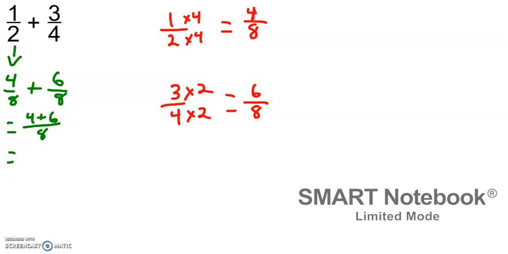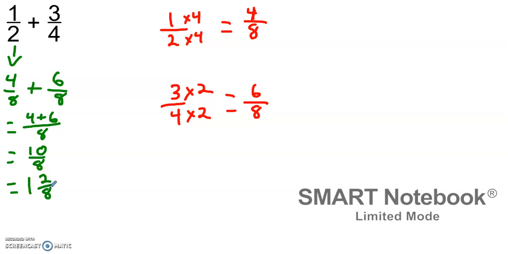And I know 4 plus 6 is 10. So I have this as 10 over 8, or 10/8. Now this is an improper fraction because my numerator is larger than my denominator. So I have to look at how many wholes there are. Since my denominator is 8, there are 8 pieces in a whole. So if I took 8 pieces out of there to make one whole, I'm left with 2 pieces. So I have 1 and 2/8.